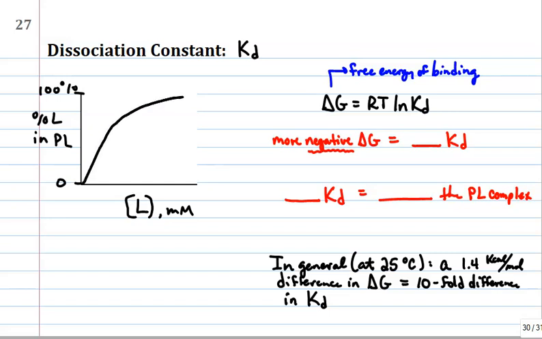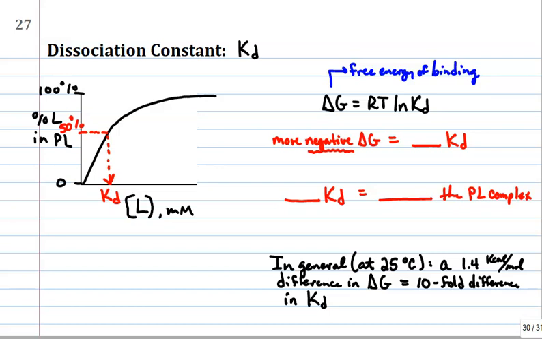It's going to be like this, where it's going to level off. Now we can go at 50% right there, 50% of the ligands bound in the protein ligand complex, extrapolate over, hit the curve, and come down, and that is our dissociation constant. It's the concentration of ligand that it takes to get 50% binding in the protein ligand complex.